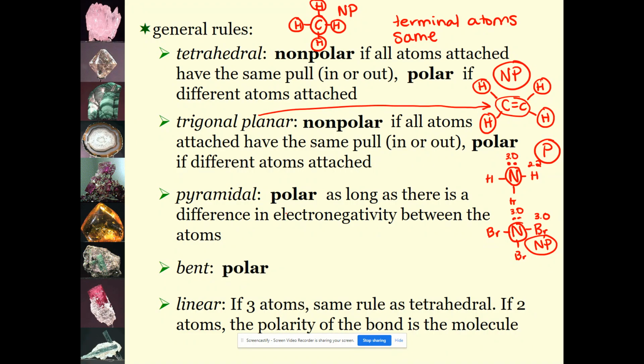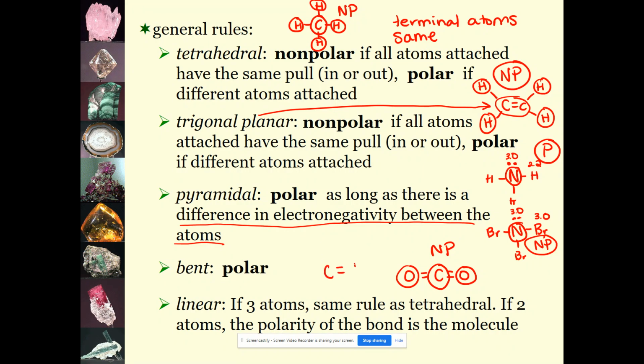So with pyramidal and bent, you have to be careful. You have to make sure there's a difference in electronegativity between the atoms first. And if there is, it'll be polar, no matter if the terminal atoms are the same or not. And linear, again, if it has 3 atoms, you treat it just like the tetrahedral shape and the trigonal planar shape. You look at your central atom. If the terminal atoms are the same element, they cancel, and therefore this is a nonpolar molecule.